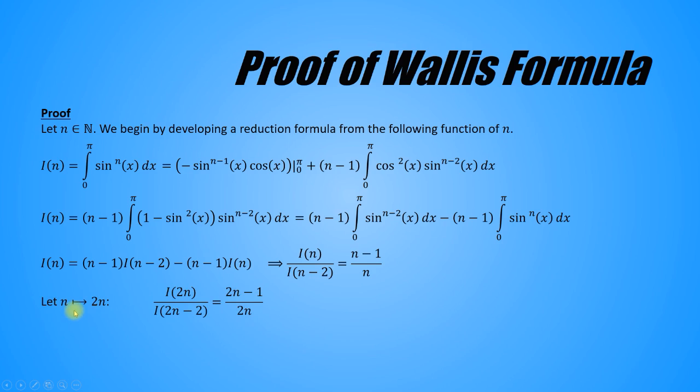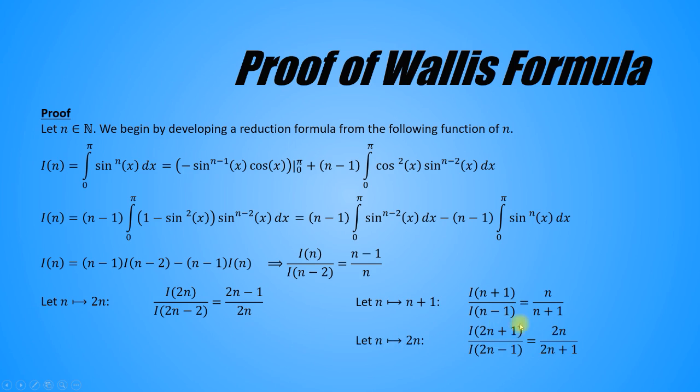First, the even argument. Let n be replaced with 2n. Then we get this proportion right here. And now the odd argument. First, let n be replaced by n plus 1. Then we get this proportion. And then replace that n with 2n, and we get this proportion. We'll need these in the next slide.